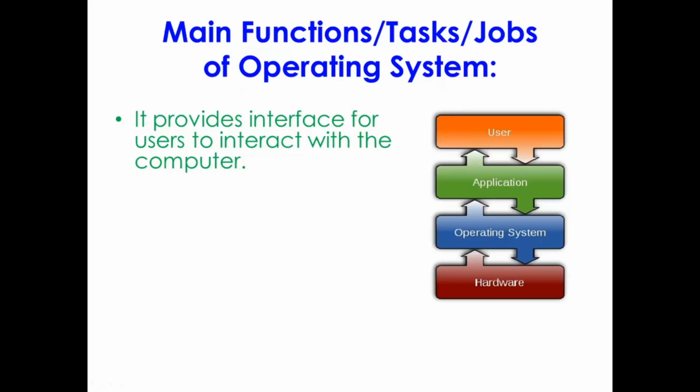If the user wants to save something, delete something, or do general things, they will use the operating system. But if the user wants to do something specific, like type a letter or listen to music, then they will use application software as well. But again, application software cannot be used without an operating system. So if the user wants to interact with the hardware, the operating system is always there to help out.